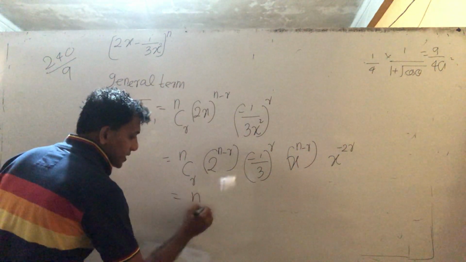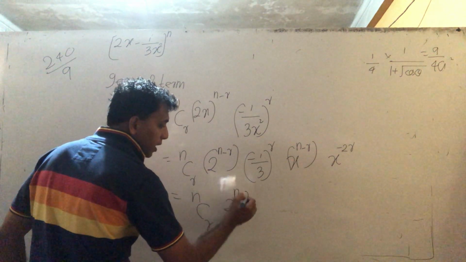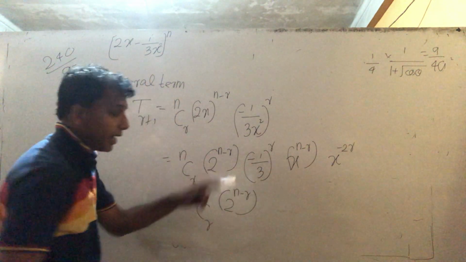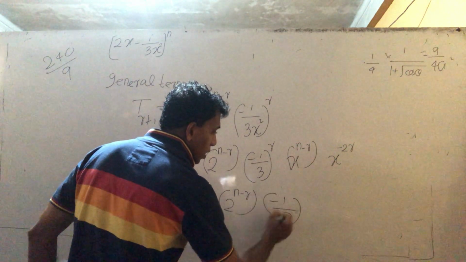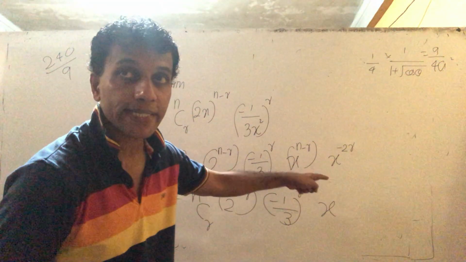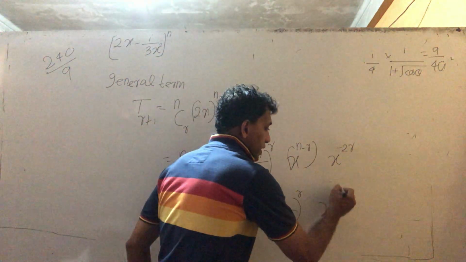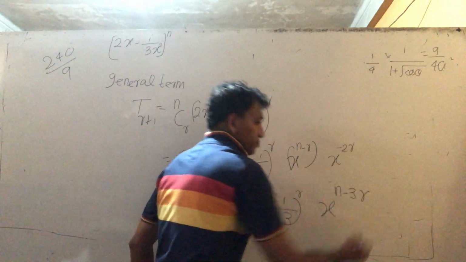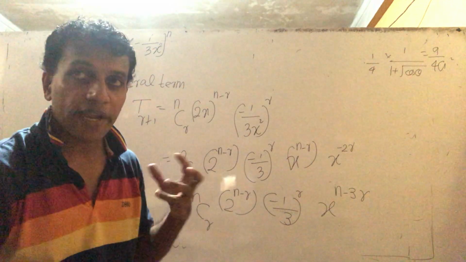Therefore, nCr 2 to the power n minus r, and next minus 1/3 to the power r, and totally x to the power, the bases are the same, so when multiplying, the power is n minus 3r. This is very important for such problems. Now we define the r value.